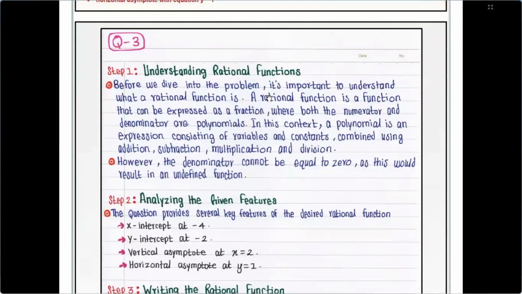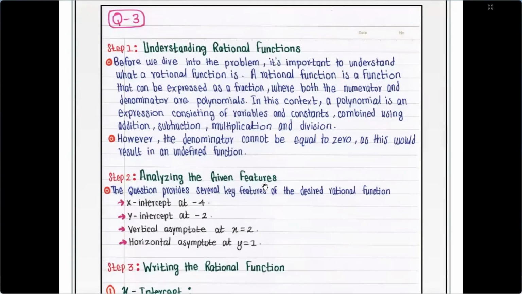Before we dive into the problem, it's important to understand what a rational function is. A rational function is a function that can be expressed as a fraction where both the numerator and the denominator are polynomials. In this context, a polynomial is an expression consisting of variables and constants combined using addition, subtraction, multiplication, and division. However, the denominator cannot be equal to 0, as this would result in an undefined function.